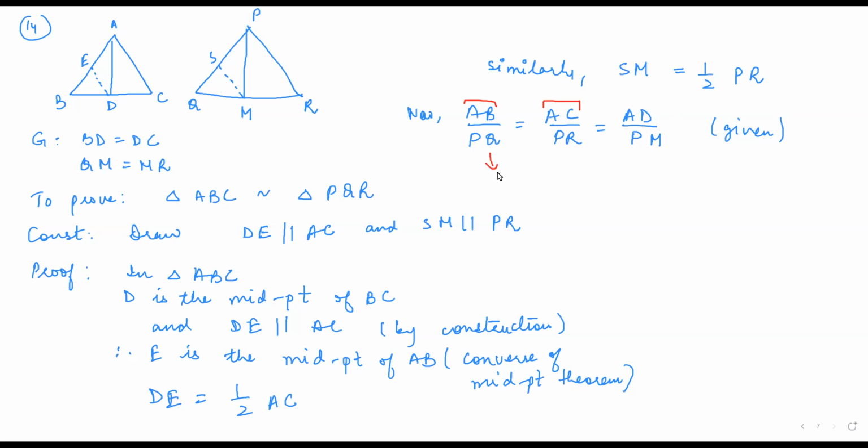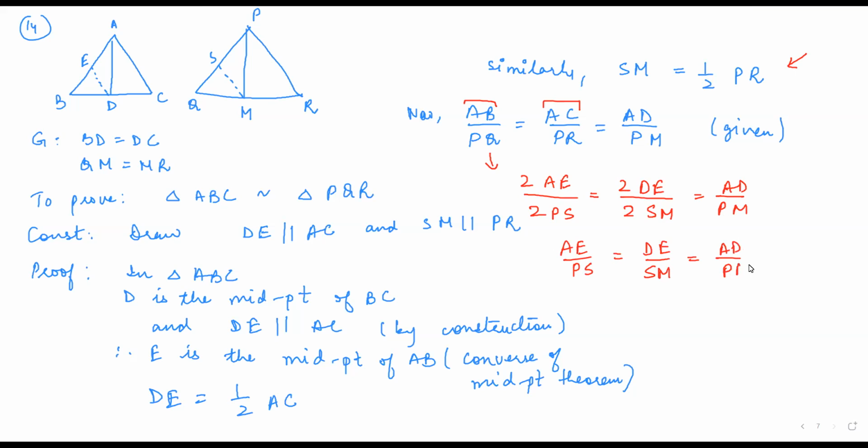If I just convert this side, AB can now be written as twice AE, right? And similarly, PQ can be written as twice PS. AC again I can write as twice DE, and PR is again twice SM, because I've already shown this, is equal to AD by PM. Is it clear? Okay. So this 2 cancels out. So now I have AE upon PS is equal to DE upon SM is equal to AD upon PM, right?